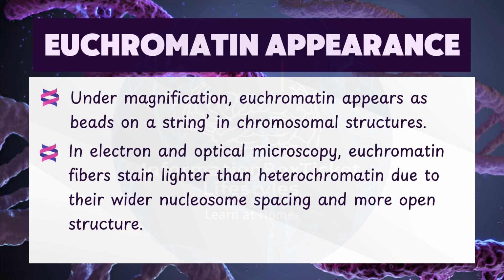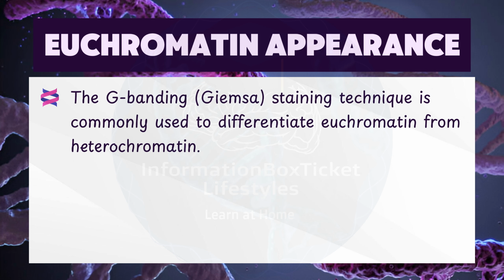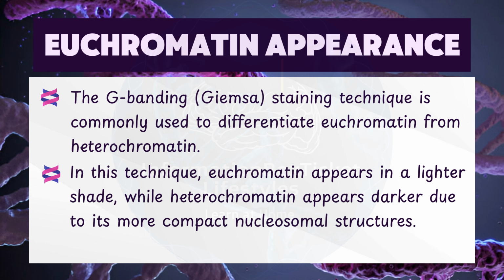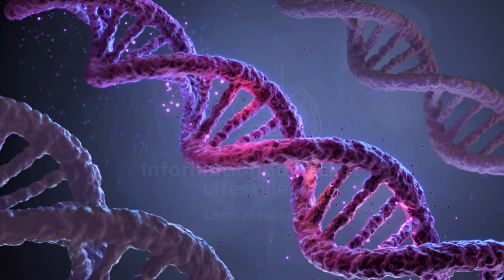In electron and optical microscopy, euchromatin fibers stain lighter than heterochromatin due to their wider nucleosome spacing and more open structure. The G-banding, Giemsa, staining technique is commonly used to differentiate euchromatin from heterochromatin. In this technique, euchromatin appears in a lighter shade, while heterochromatin appears darker due to its more compact nucleosomal structures.